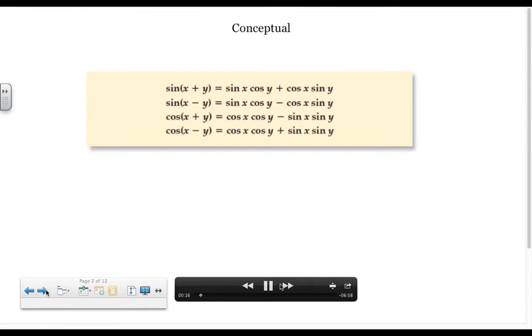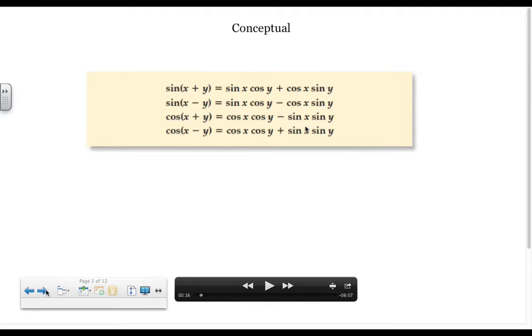Okay, so here's the identities themselves. It says if I have a sine of something plus something else, that's the same thing as sine x cosine y plus cosine x sine y. If I have a minus sign, notice it's exactly the same, except there's a minus in the middle. Cosine's a little different. For cosine, the plus has a minus, and the minus has a plus. And the rule is slightly different. It's cosine x cosine y minus sine x sine y, and then cosine x cosine y plus sine x sine y.